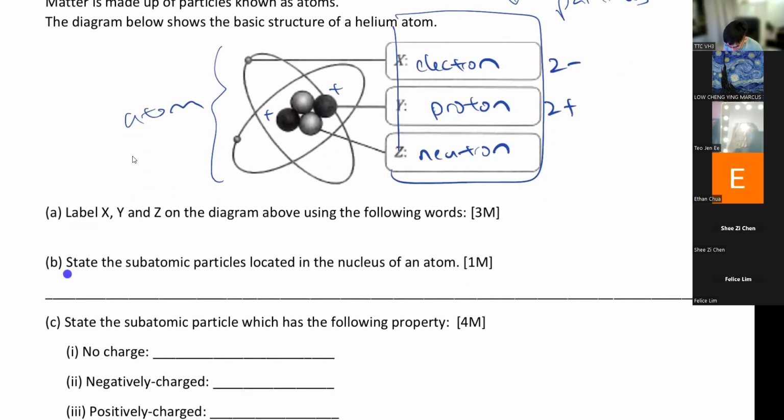All right, so state the subatomic particles located in the nucleus. So where is the nucleus? Nucleus is in the middle. So in the middle, you have your neutron and you have your proton. So proton and neutron.